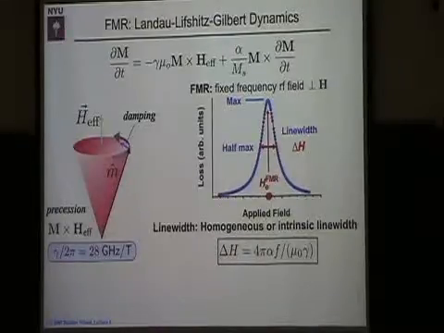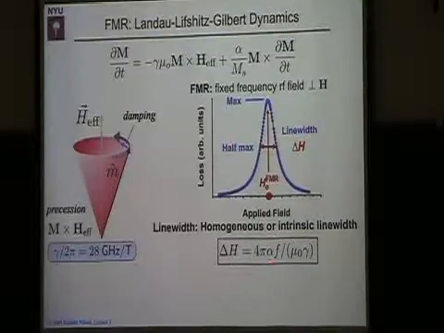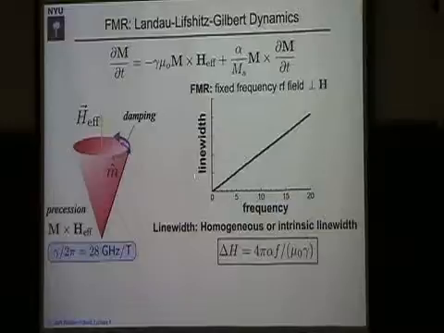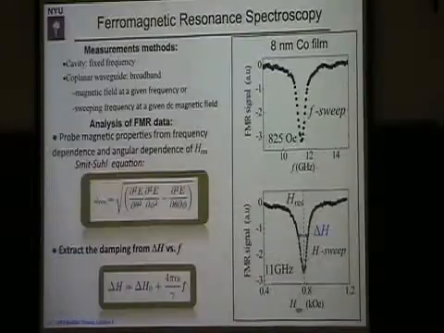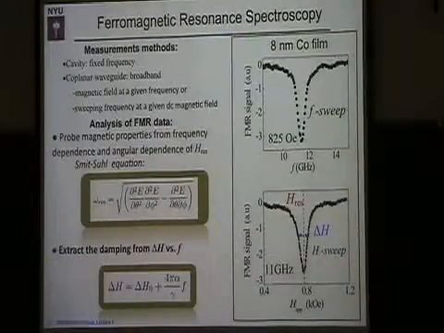This shows the kind of absorption you see at a particular frequency. You'll see a nice absorption with a line width that is related to alpha, and if you look at the line width as a function of frequency, that slope will give you alpha. I'm not going to say too much about this. These are experiments we do.